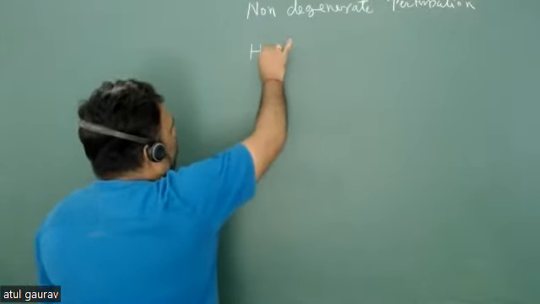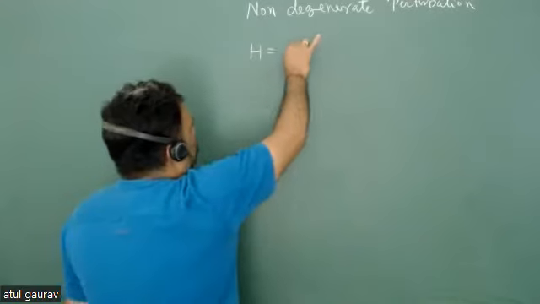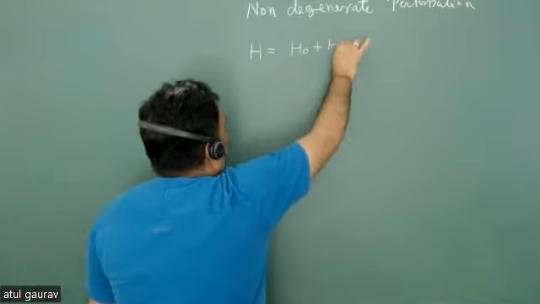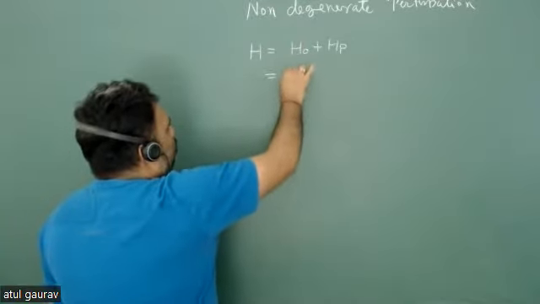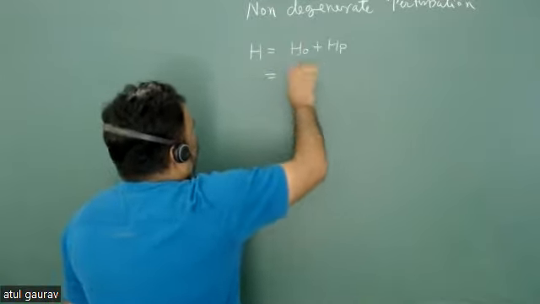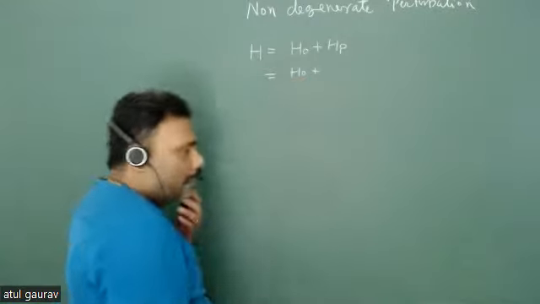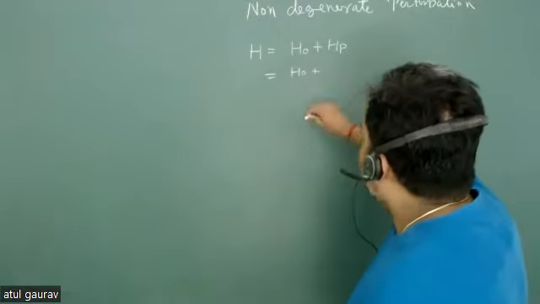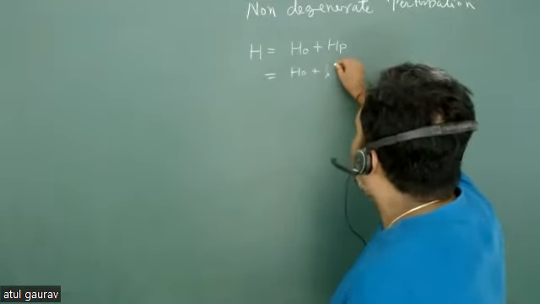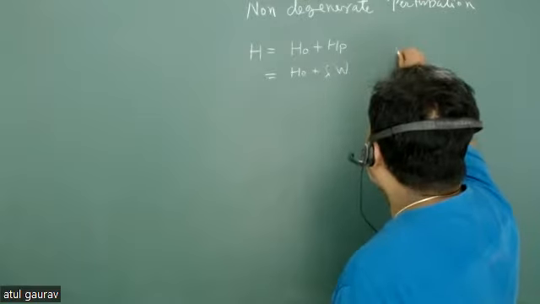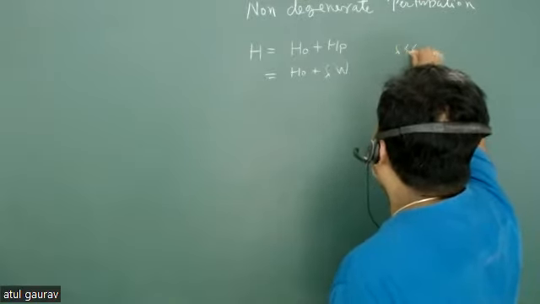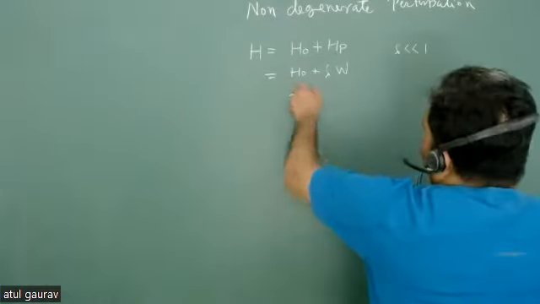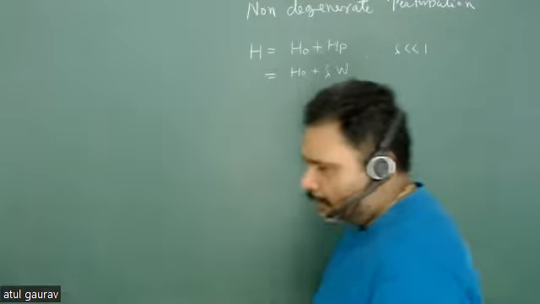and this Hamiltonian can be separated into two parts, H0 plus HP, where H0 is the original or unperturbed Hamiltonian, and this HP is lambda W, where lambda is very small. Lambda is very small. So what is the meaning of original Hamiltonian or unperturbed Hamiltonian?